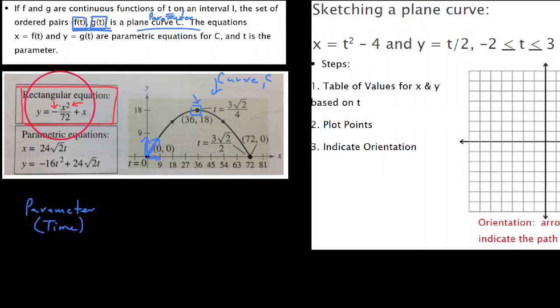It's got a negative leading coefficient, so it's going to open downward. It's got an x-axis reflection, and it's really kind of wide. It looks like 1/72 is our a value. So anyways, here's this, and you can see that we're labeling points on this graph.